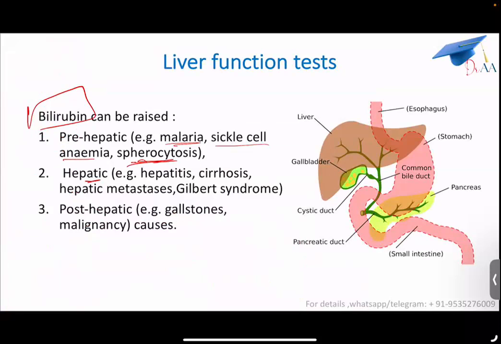Next thing is the liver is not able to convert the unconjugated bilirubin that has come. So it might be a hepatic cause, something wrong in the liver. It might be hepatitis, cirrhosis, or Gilbert syndrome. Post-hepatic causes: there is an obstruction to the flow of the bile being produced. There's an obstruction in the common bile duct, common hepatic duct, cystic duct, or where the pancreatic duct and common bile duct meet up. So obstruction anywhere will result in a post-hepatic increase in bilirubin.